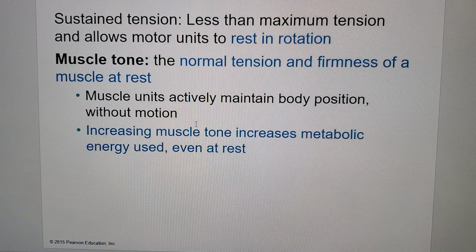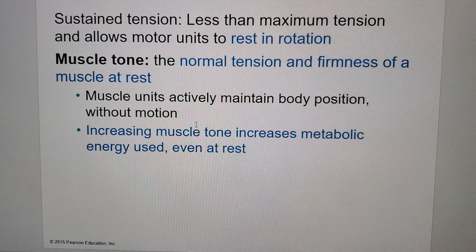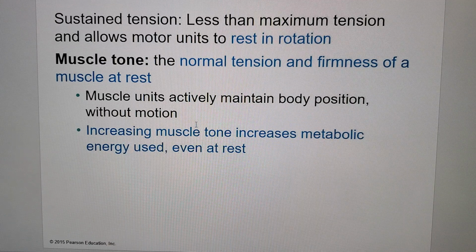Sustained tension. This is not maximum tension, but less. And it allows the muscle units to rest in rotation. So I'm holding up this glass full of whatever it might be. I can hold this glass over a longer period of time because they're going to rest in rotation. Those motor units will rest in rotation.